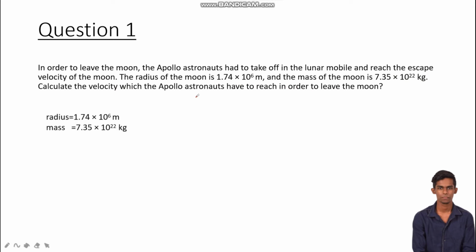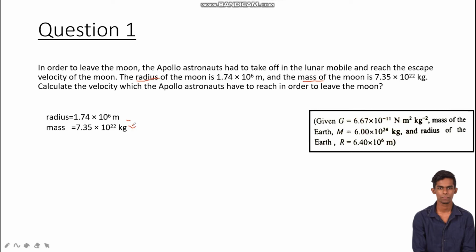First, list down all the information given in the question. Radius equals 1.74 times 10 power of 6 meters, and mass equals 7.35 times 10 power of 22 kilograms. Next, write down the gravitational constant, the mass of the Earth, and the radius of the Earth. Okay, what's question 1? It says calculate the velocity which the Apollo astronauts have to reach in order to leave the moon.